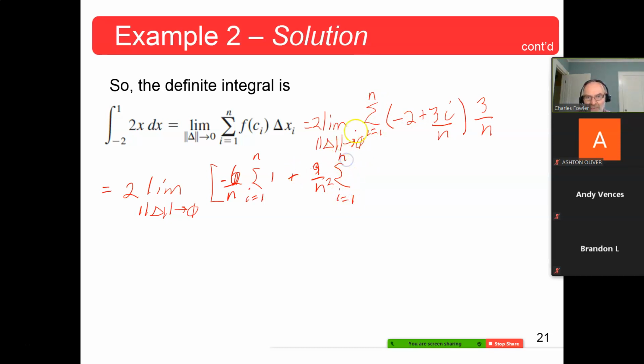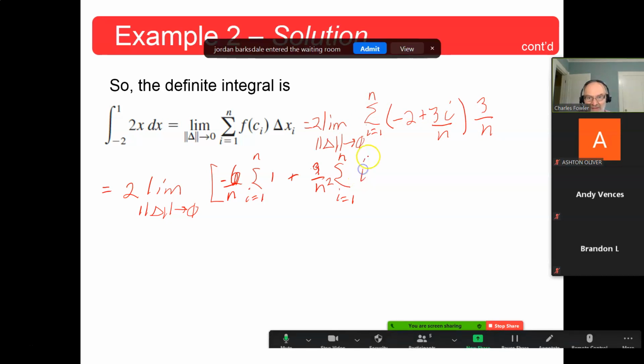Now, I hope you know what I'm doing here. I'm splitting this summation of a sum into the sum of 2 summations. Okay, lots of sums in there, aren't there? And then all we have here, if we have the summation, we pulled this 3 over n out, all we have here is i left.